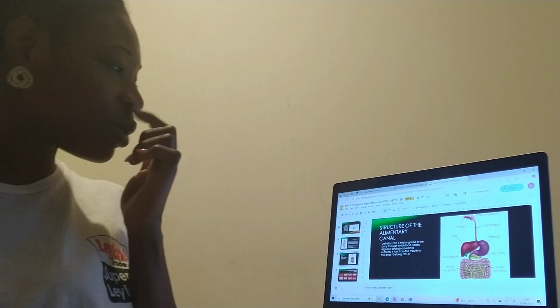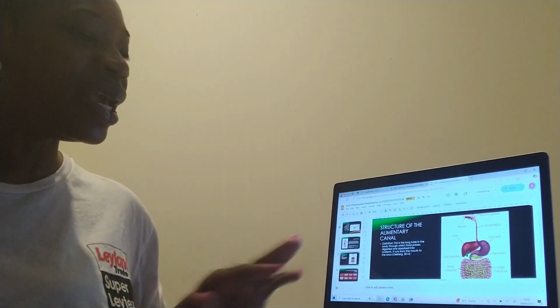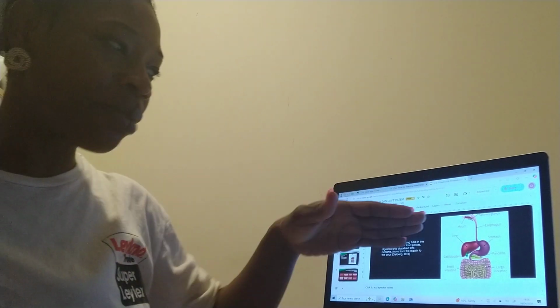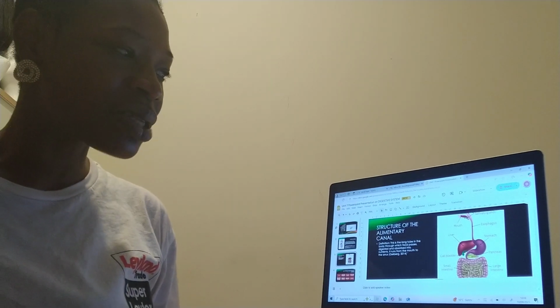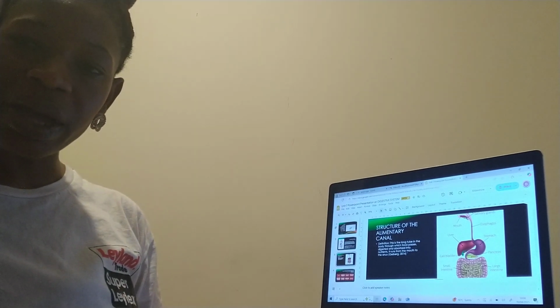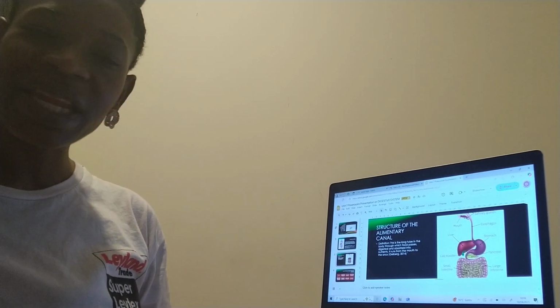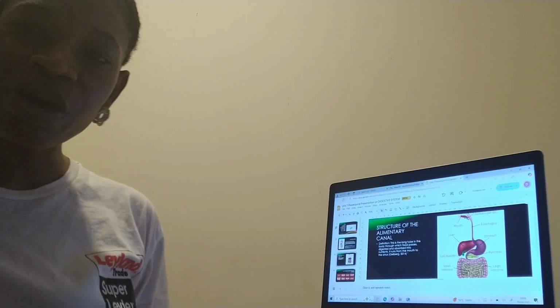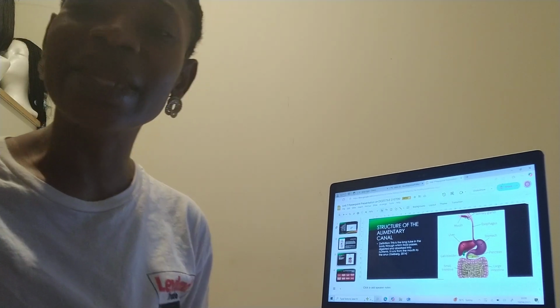In the next part, I'm going to talk about the structure of the alimentary canal, as we can see. On my extreme left is the diagram of the alimentary canal, which begins with the salivary glands, the mouth, the esophagus, the stomach, the pancreas, the liver, the gallbladder, the large intestine, the small intestine, the appendix, the rectum, and then lastly, the anus.